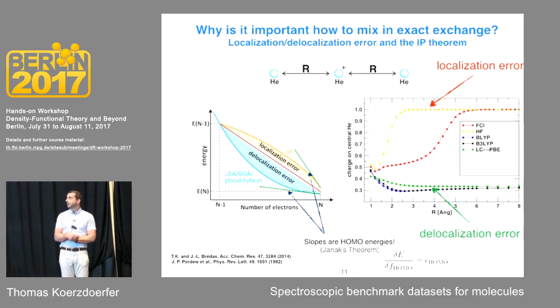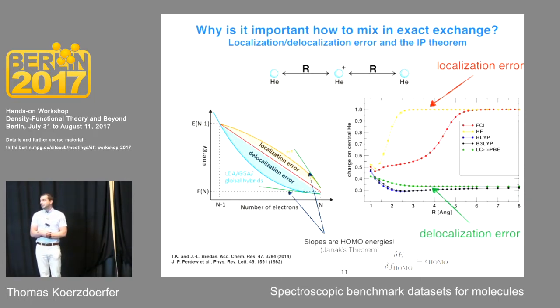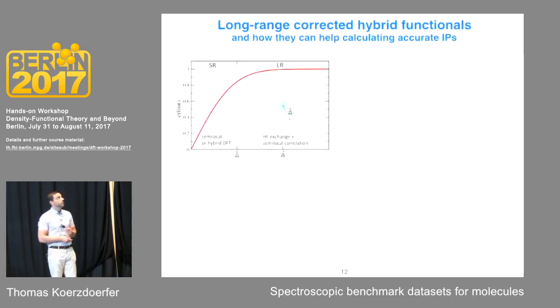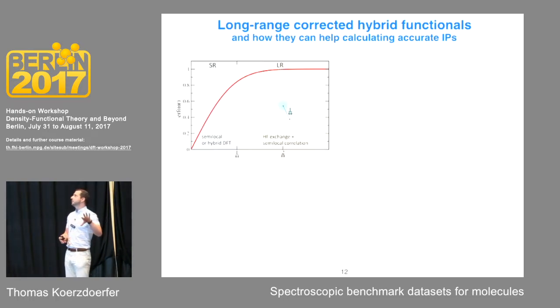So we would need a functional that would give us a straight line behavior, then we would also get good values for IPs. Okay? So why do these long-range corrected hybrid functionals obviously do that? Well, because they do exactly what we need. They separate the interactions into short-range and long-range interactions via an error function, and then you take semi-local or hybrid DFT in the short range and full Hartree-Fock exchange in the long range. So in other words, for short range interactions, you take something that has a delocalization error, so you prevent charges from localizing too much. And in the long range, you have something that has a localization error, so you prevent charges from delocalizing too much. And that is exactly what these functionals do.